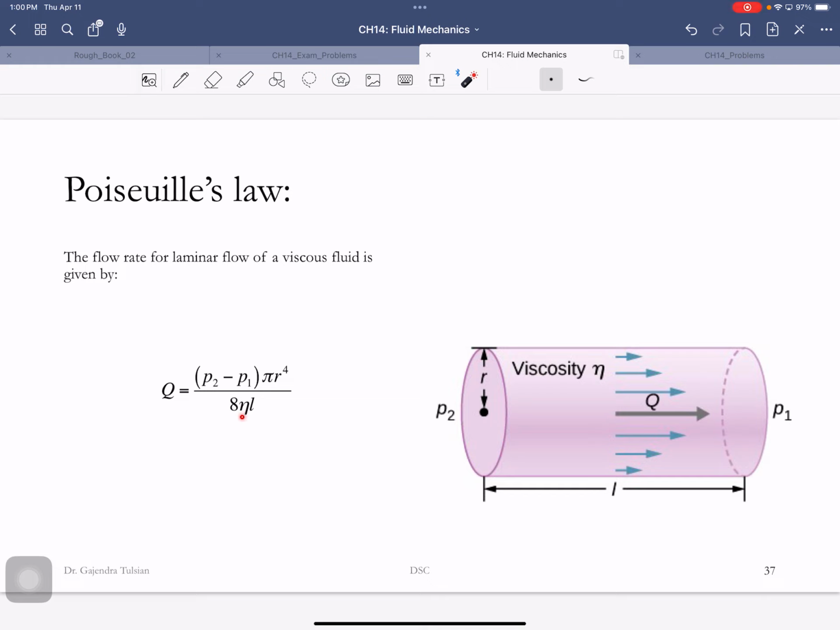friction in the fluid. If you decrease the radius by 10% to maintain the same flow rate, you can do this calculation: that's 0.9 to the power 4, which becomes 0.65. So if you decrease R by 10%, the pressure has to increase by 35%.